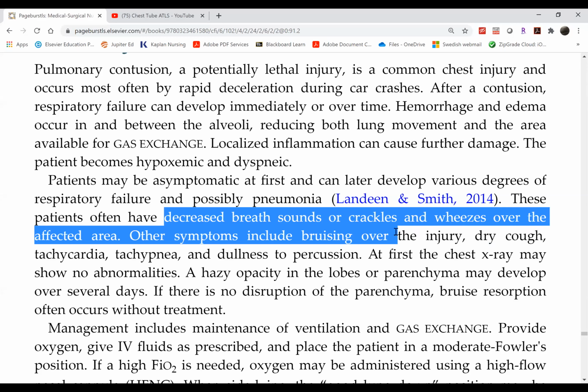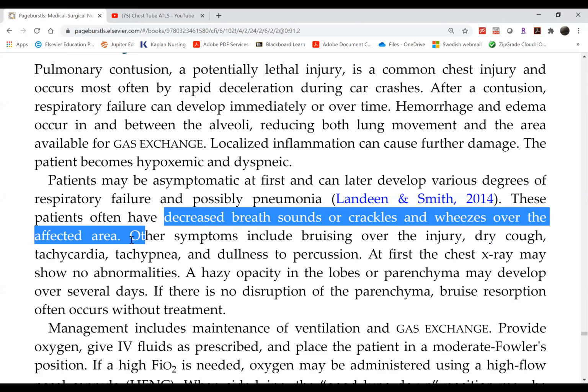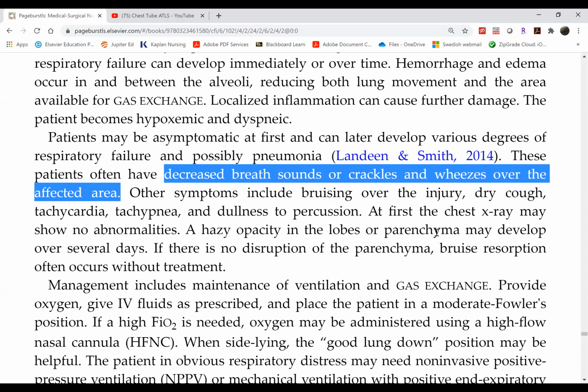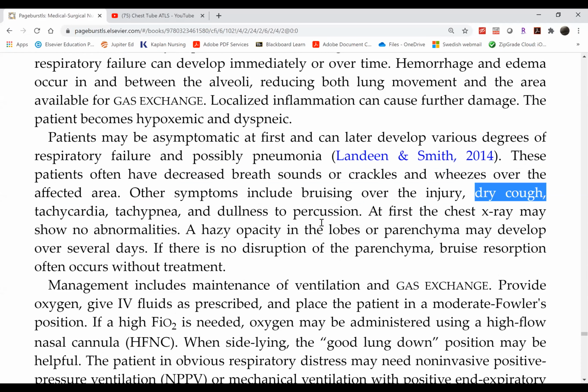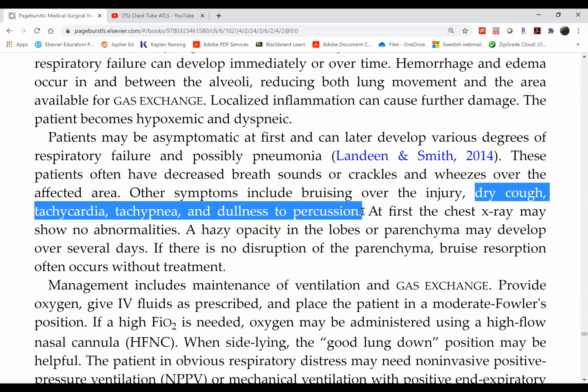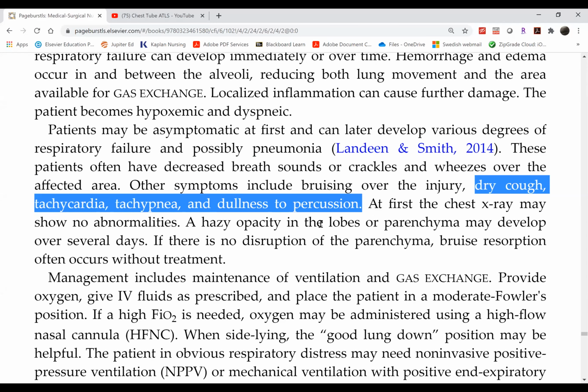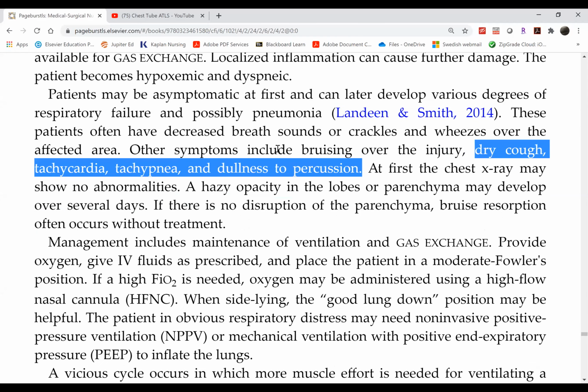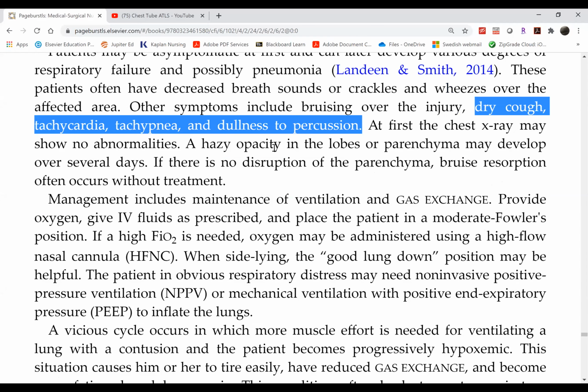So decreased breath sounds, crackles, wheezing, all related to inflammation and edema. Then they'll start having a dry cough, tachypnea, and then because now the lung has fluid in it because of the inflammation, it will now feel dull to percussion. And on X-ray, anything wet will cause hazy opacity on X-ray.